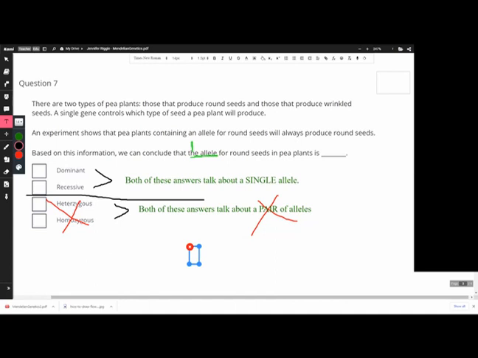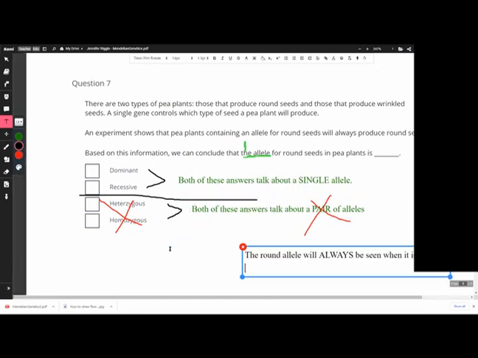So if the allele is always seen when it's present, does that make it the dominant one or the recessive one? Like if you're in a class of 500 kids and there's one who is always visible, one that is always heard, they are the dominant one. But if you have one who is quiet and can never be heard, they're the more recessive one. And so they will not necessarily be heard or seen. So the round one is always seen whenever it's present. So that one is our dominant one.